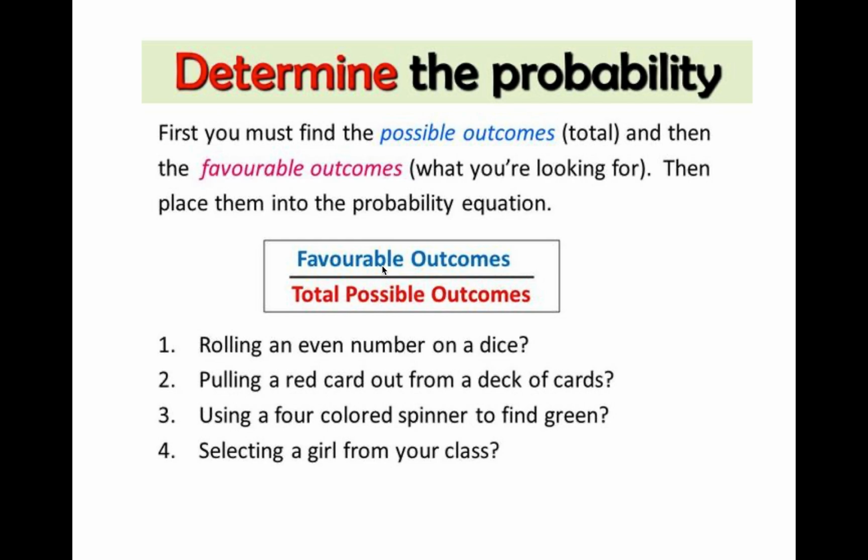Now, how can we write probability? So we write it as a fraction, and I'll show you an example. So you need to find, first of all, possible outcomes, okay? And then favorable outcomes that you need, and then put it as a fraction.